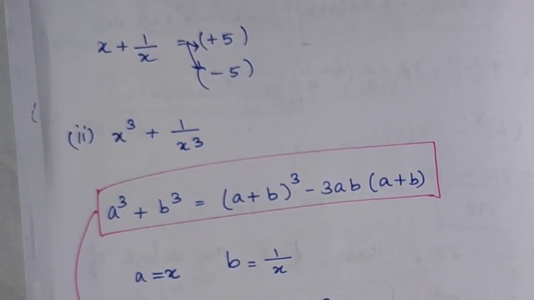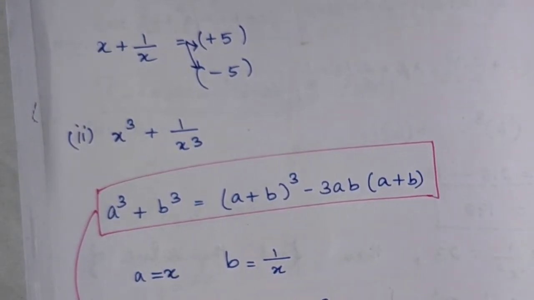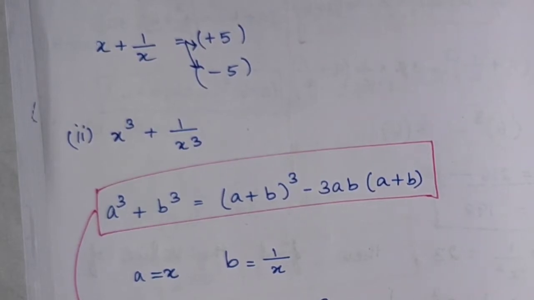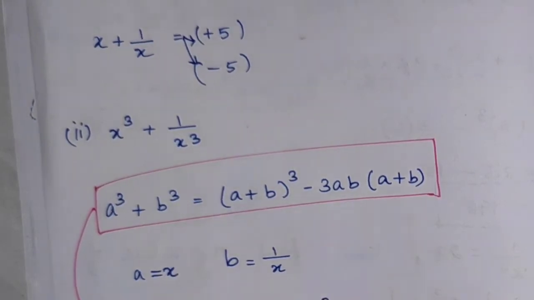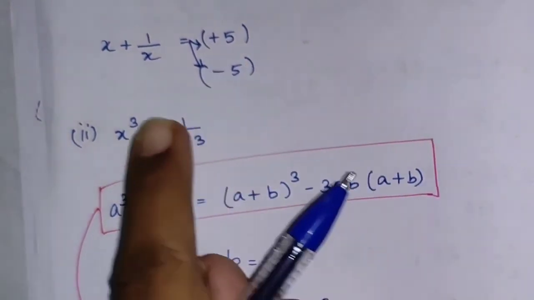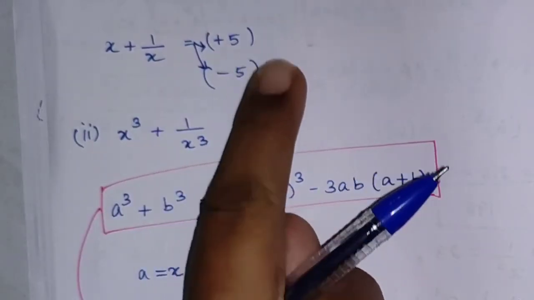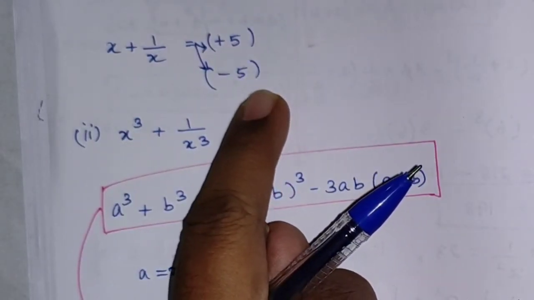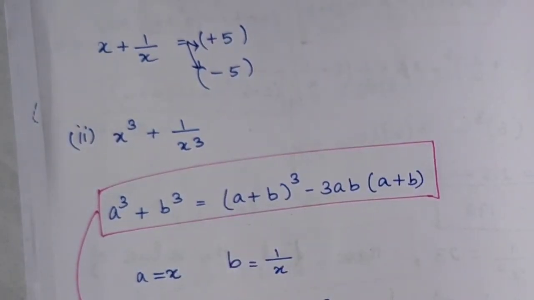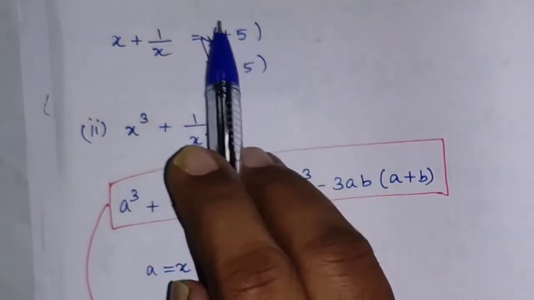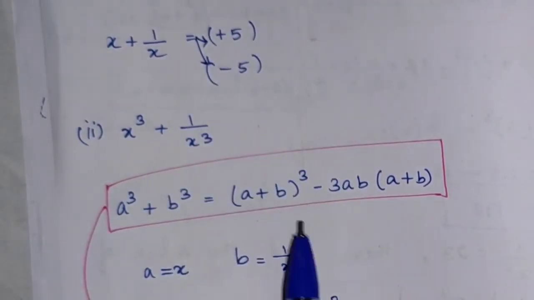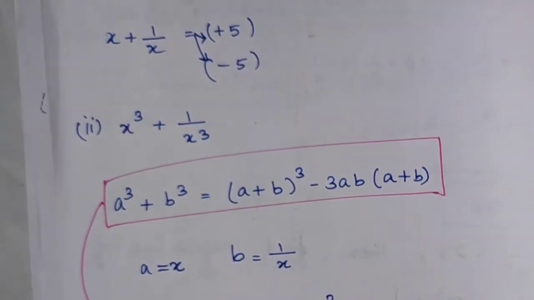1 by x. If there is any sign in between, you cannot cancel it, okay? But if there is a multiplication sign, then you can cancel, okay? If there is no sign, it means there is a multiplication sign in between, okay? So just now we found that x plus 1 by x is equal to plus 5 and minus 5. So we have to find in two cases. So in the place of x plus 1 by x, you substitute plus 5 and find one answer, and again substitute minus 5 and find the other answer, okay?